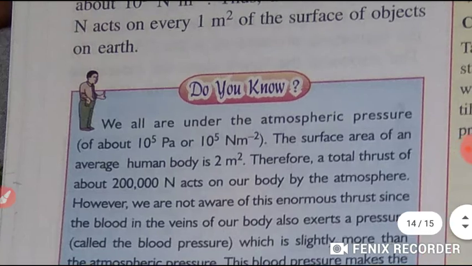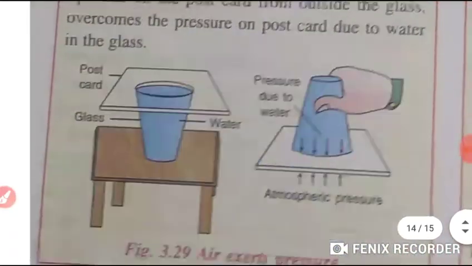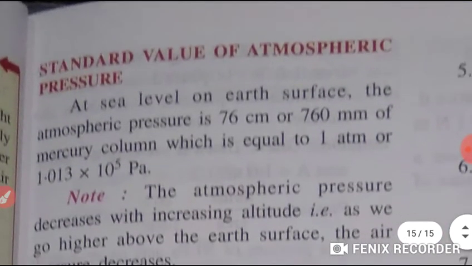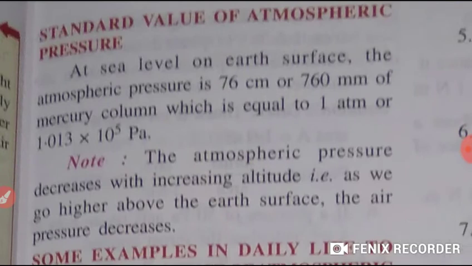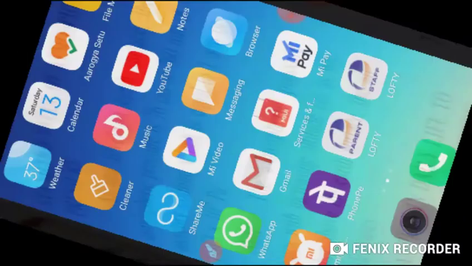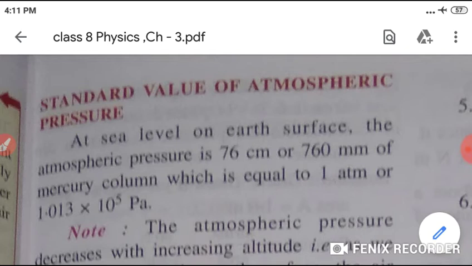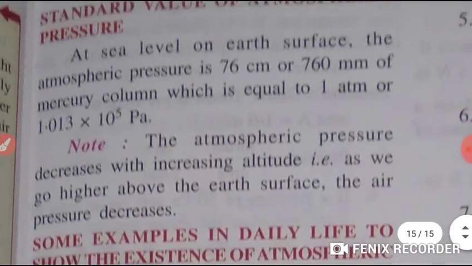Now students, we will see the standard value of atmospheric pressure. At sea level on the earth's surface, the atmospheric pressure is 76 centimeter, or we can say 760 millimeter of mercury column, which is equal to what? 1 atm or 1.013 into 10 raised to power 5 Pascal.